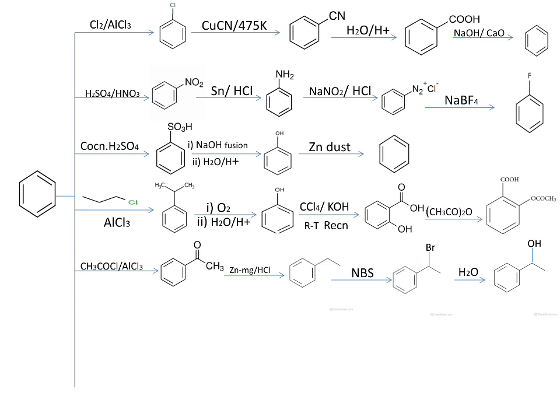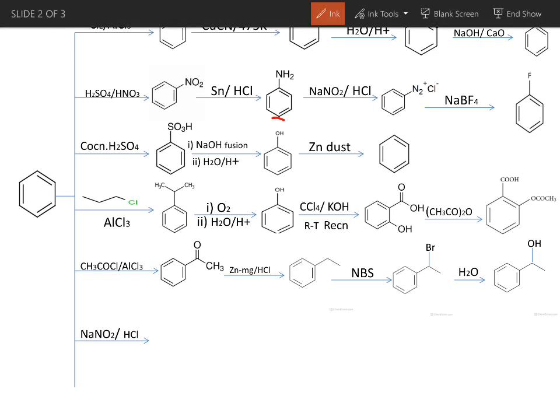Now these are some important reactions of benzene and its derivatives. Now benzene is further reacted here with a mixture of NaNO2 and HCl. When aniline reacts with a mixture of NaNO2 and HCl, it undergoes formation of benzene diazonium chloride. This reaction is known as diazotization reaction.